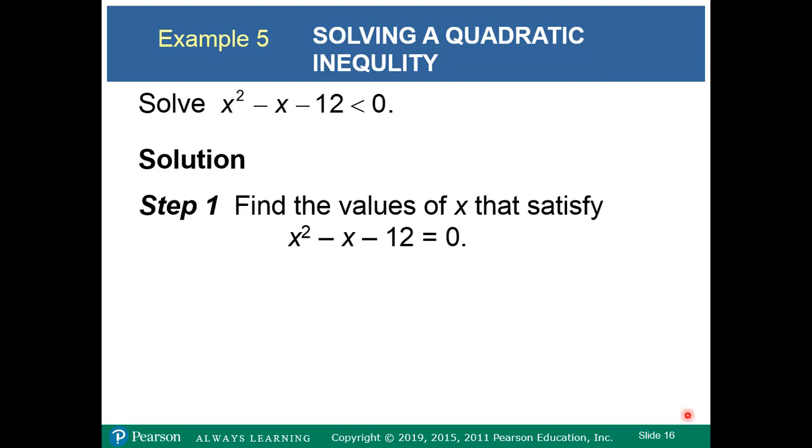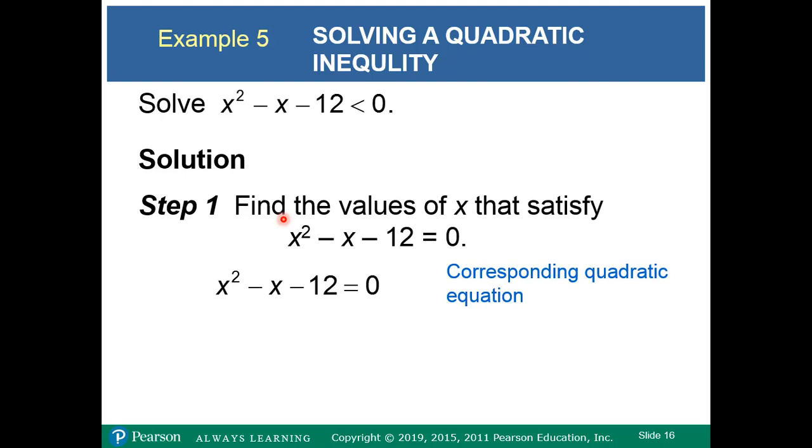Okay, so let's solve this one. So we've got this quadratic inequality, so we're going to treat it like an equation. So step one, we're going to find the values of x that satisfy this. So we're going to find the roots, the zeros, right? So we're going to use factoring.